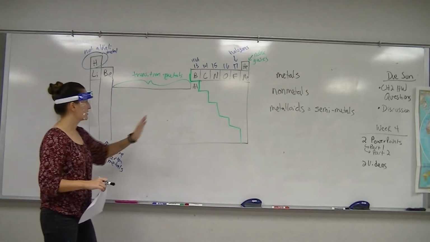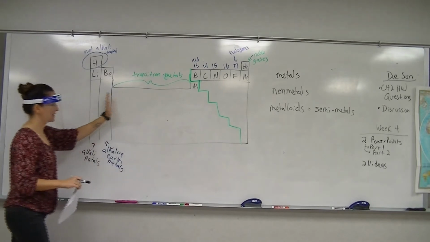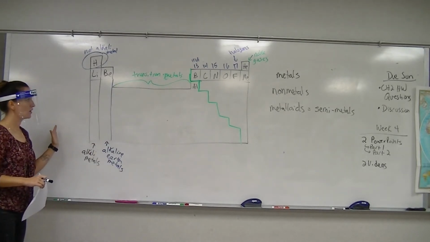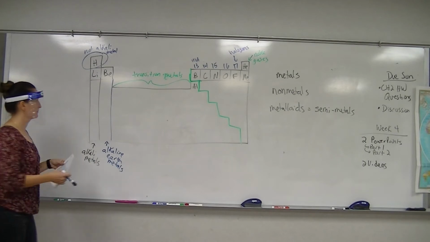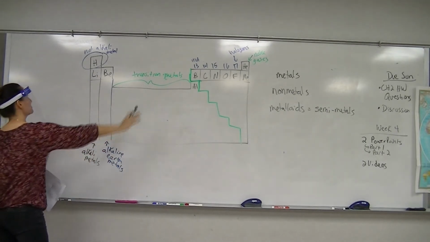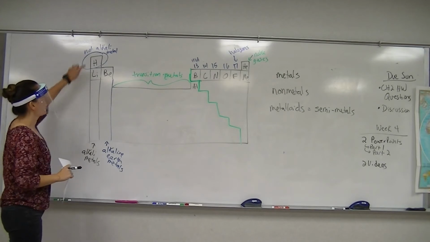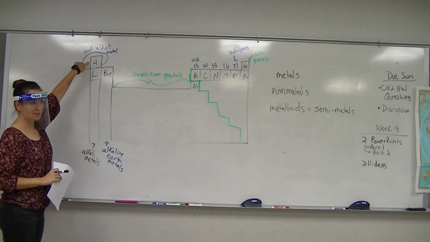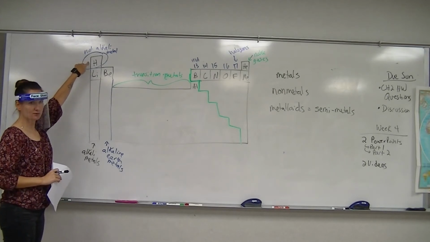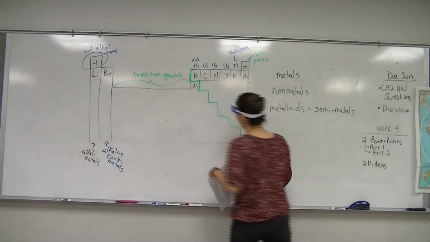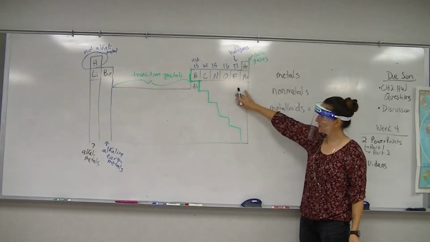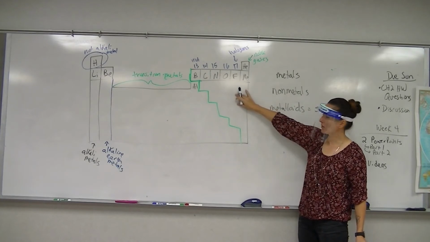So what that means is everything to the left of that zigzag line is going to be a metal. So everything over here, most of the periodic table, with the exception of hydrogen. Hydrogen is a nonmetal. Everything to the right of that zigzag line is going to be the nonmetals.